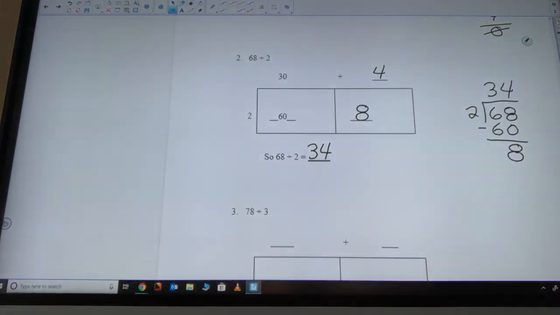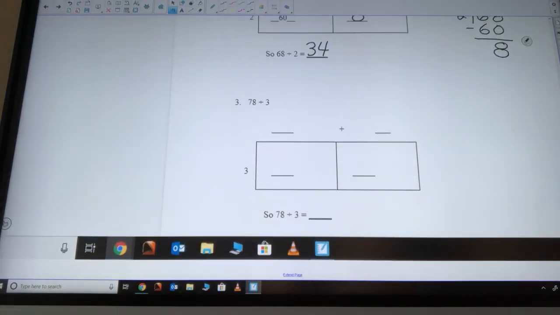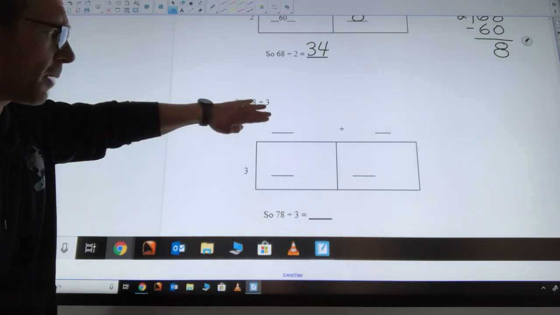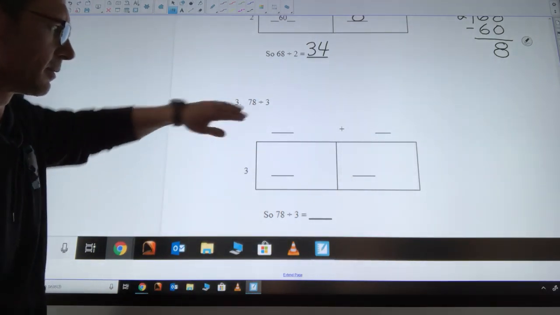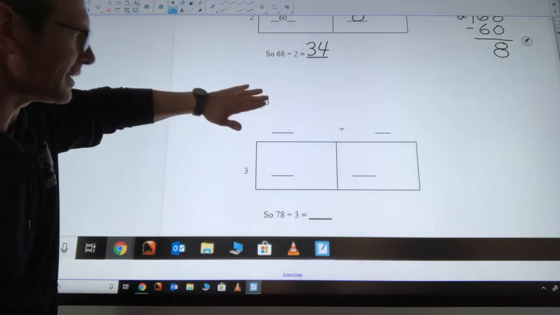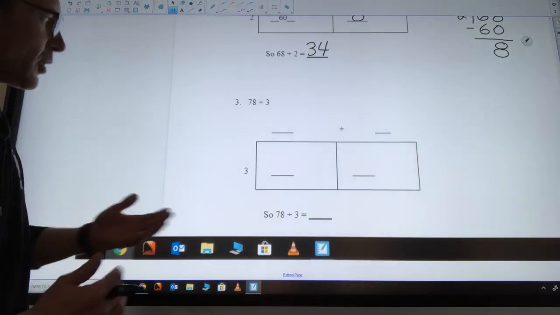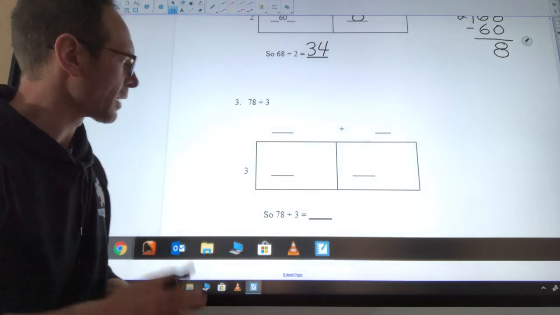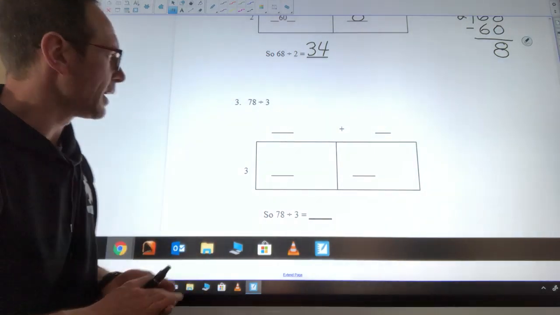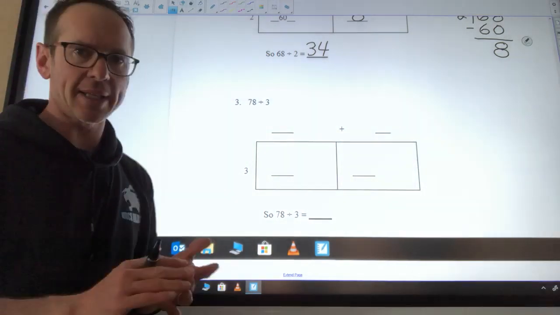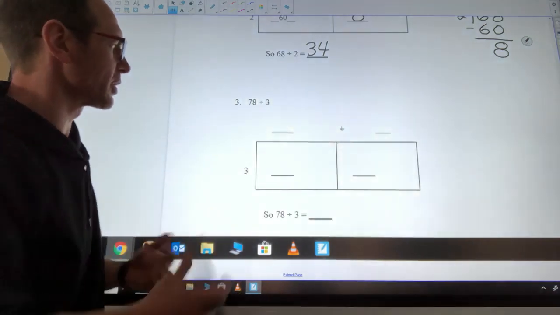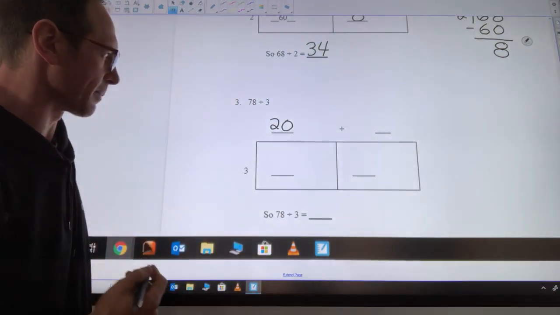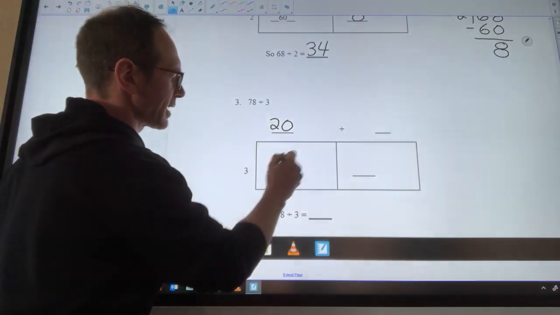Question 3. Question 3 is 78 divided by 3. I haven't helped you out with the first part of how many tens it's going to take to get there. So let's figure that one out. 10 times 3 is 30, and 20 times 3 is 60. 30 times 3 is 90. That'd be too much. So your answer is going to be 20 something. Our quotient's going to be 20 something. So 20 times 3 is 60.